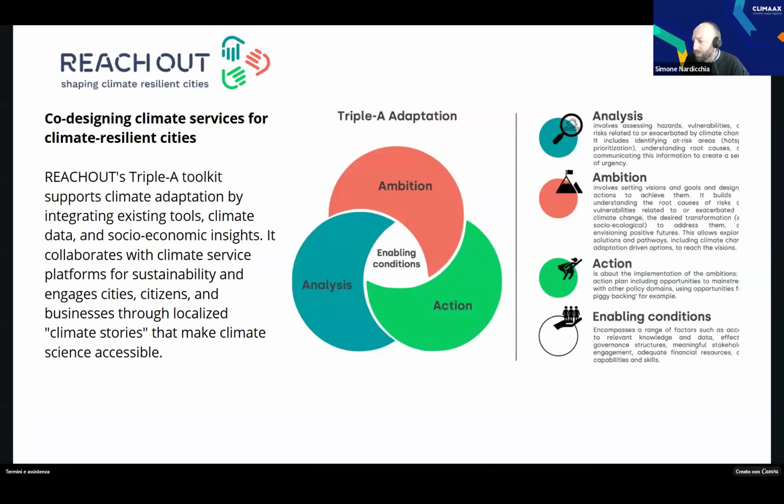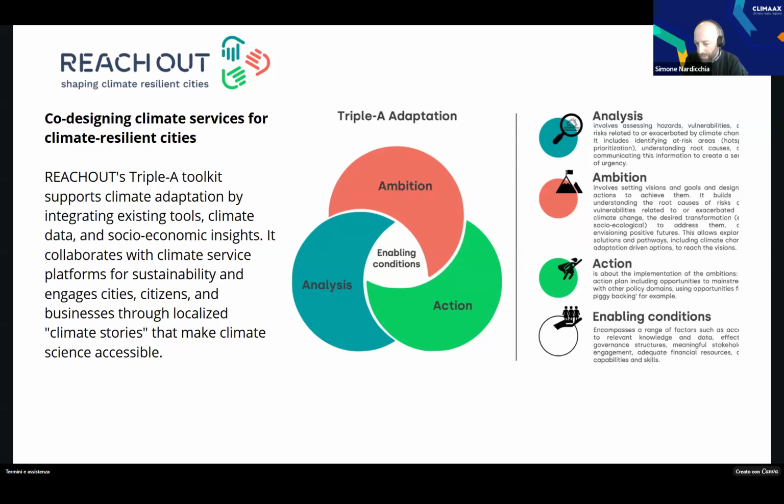The Reach Out project involves 7 cities around Europe, and Milano is one of them, along with some research centers and climate services providers, in order to co-develop climate services for climate resilient cities, to support cities in their pathways to climate adaptation. We work around the AAA adaptation framework, which is about analysis, ambition, and action.